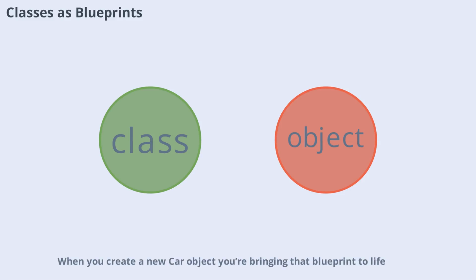This separation between the plan and the actual object is what makes object-oriented programming so powerful. It allows you to create multiple objects from the same class, each with its own unique values and behaviors.